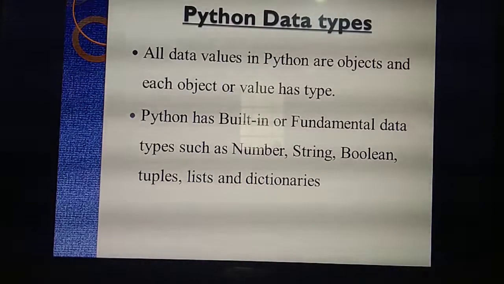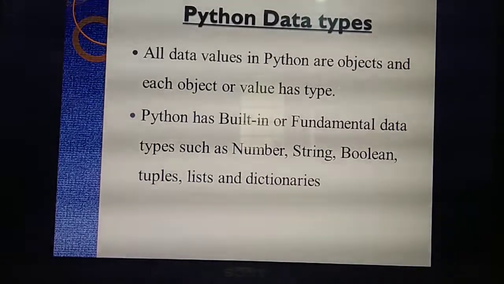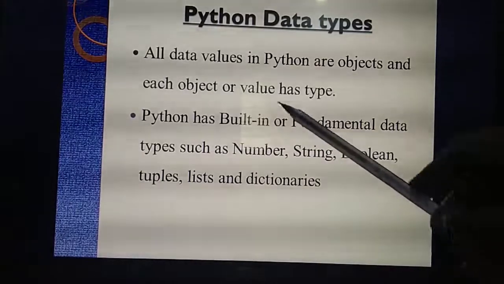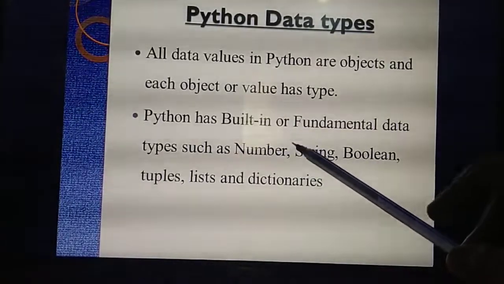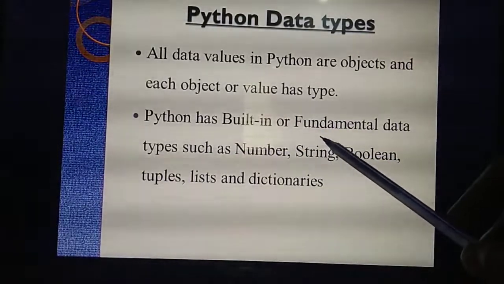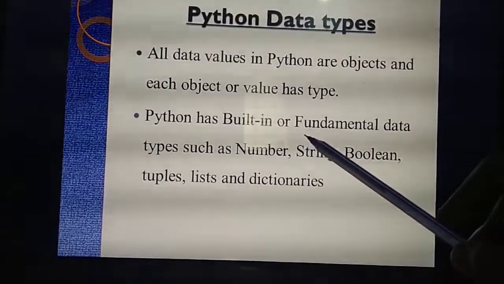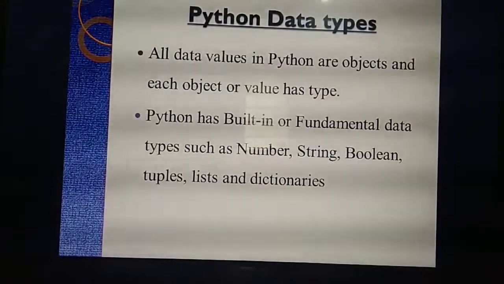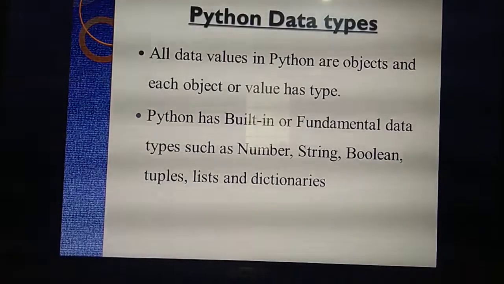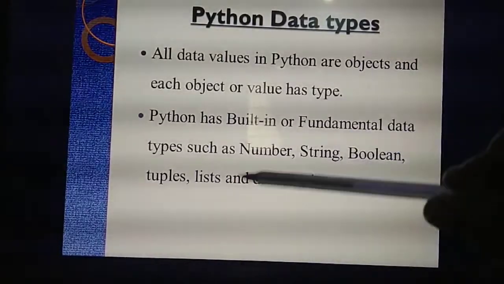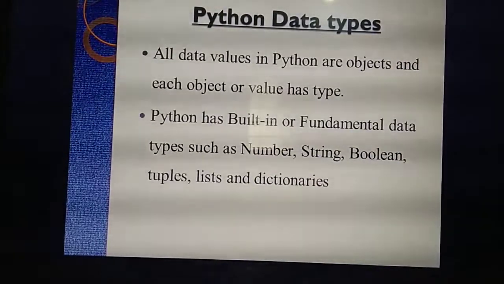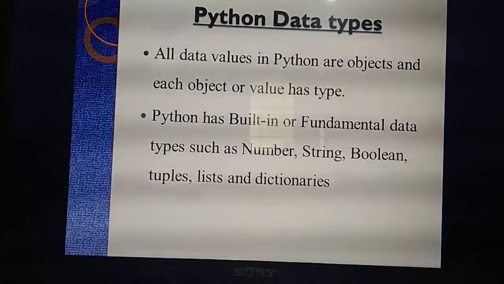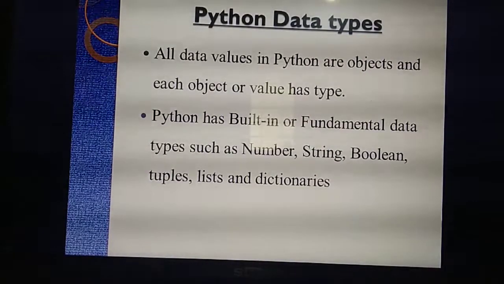So what are the data types they have mentioned in Python? Number, string. You have already studied these. In the last program I explained, in that program itself you have studied: number, string, boolean, tuples, list and dictionary. These are the fundamental data types they have used.